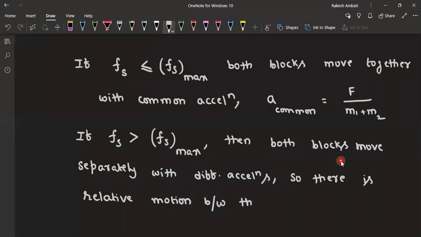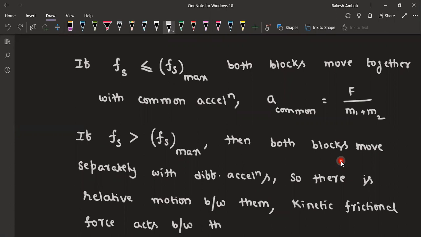If there is relative motion between them, what type of frictional force will act? Kinetic frictional force. Correct. Kinetic frictional force acts between them. Is it clear, all the points?